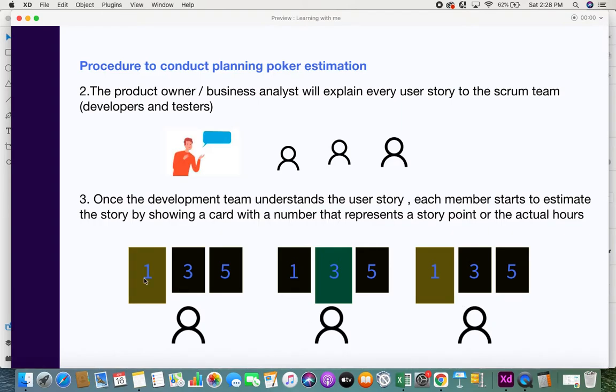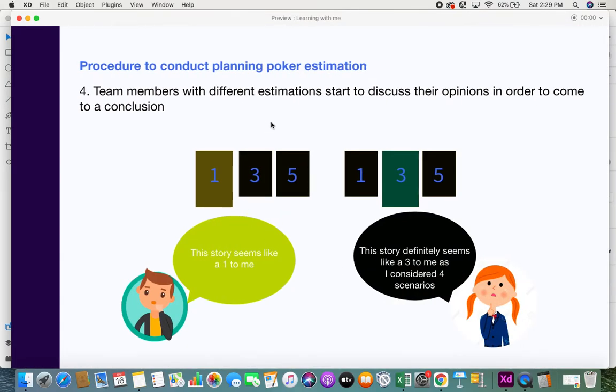Let's say the first user A estimates that the story might take 1 point. The next user might say that it might take 3 points. Similarly, the other users might estimate, let's say, 1 point. So the next step is the team members with different estimations start to discuss their opinions in order to come to a conclusion. Now you cannot have multiple story point estimates. Ultimately the team has to come to a conclusion as to what the story point estimate really is.